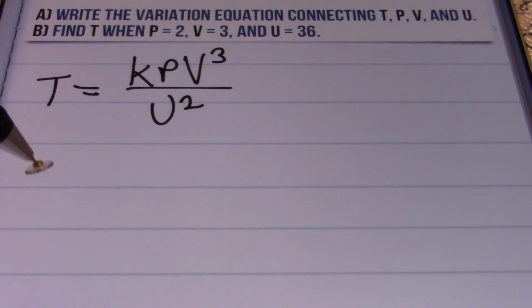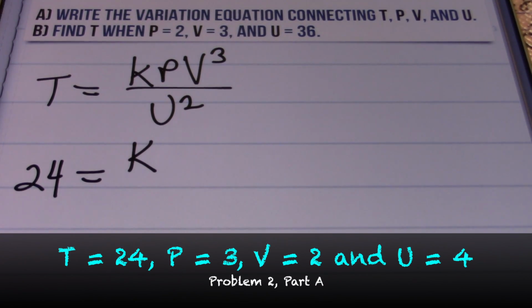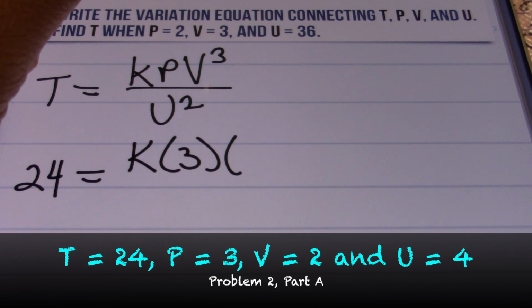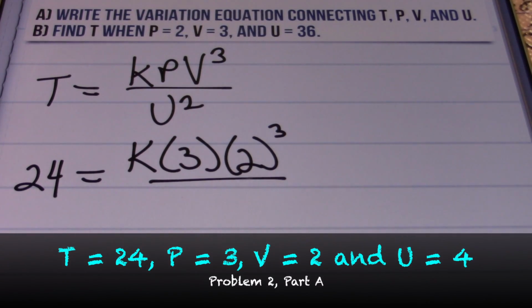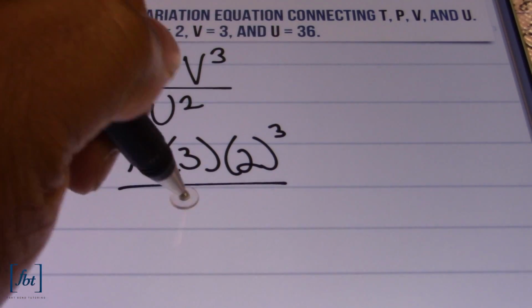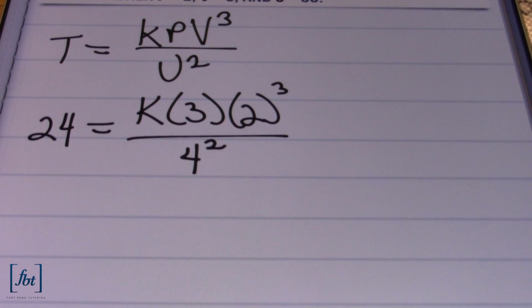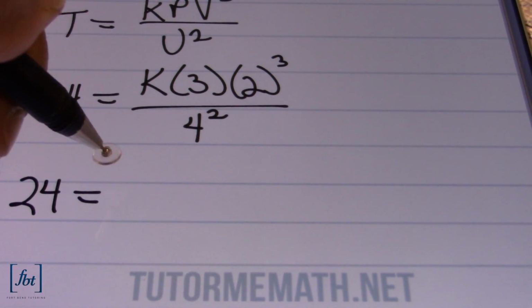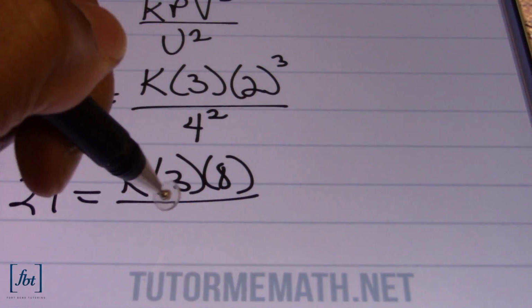So I'll be rewriting t as 24 equals my constant of variation k times my value of p, which is 3, times my value of v, which is going to be 2, which is going to be cubed, all divided by, and my value of u is 4. So I have 4 squared here. From here, I'll be simplifying this by rewriting this as, let's go ahead and make some room. I have 24 equals k times 3 times 8 divided by 16.